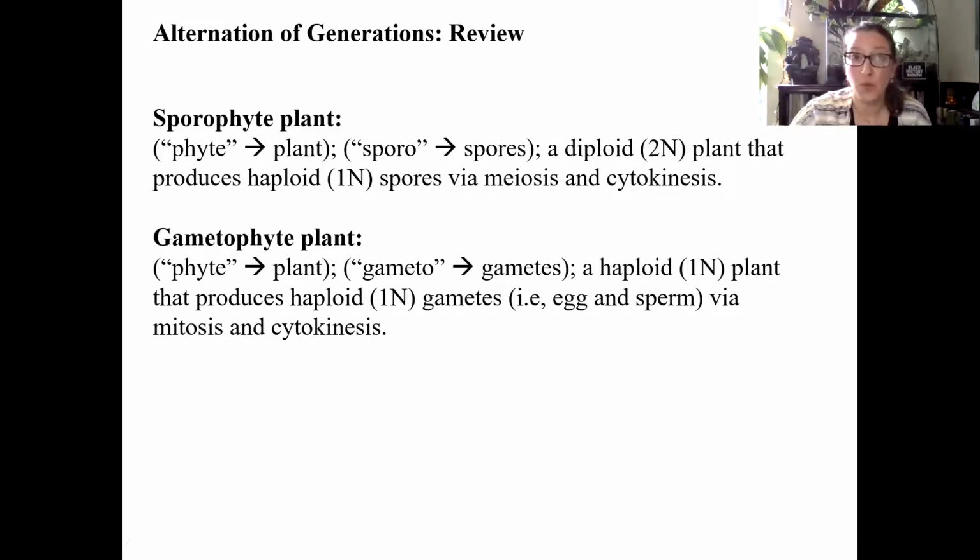So these are just some reminder terms, right? By now, these should be old news. By now, we should know what a sporophyte plant is and a gametophyte plant without even thinking about it, but just in case.